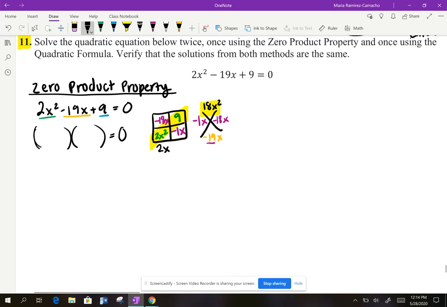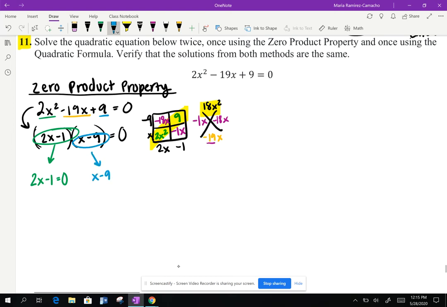2x times x is 2x squared. That makes this a negative 9. That makes this a negative 1. And so now we can rewrite our equation as 2x minus 1 times x minus 9 equals 0. You could put the x minus 9 before the 2x minus 1. It doesn't matter. But what we're going to do now is take each factor and set it equal to 0. That's what the zero product property means. When you're multiplying two factors and you get 0, one of them has to equal 0. So either 2x minus 1 equals 0 or x minus 9 is equal to 0.